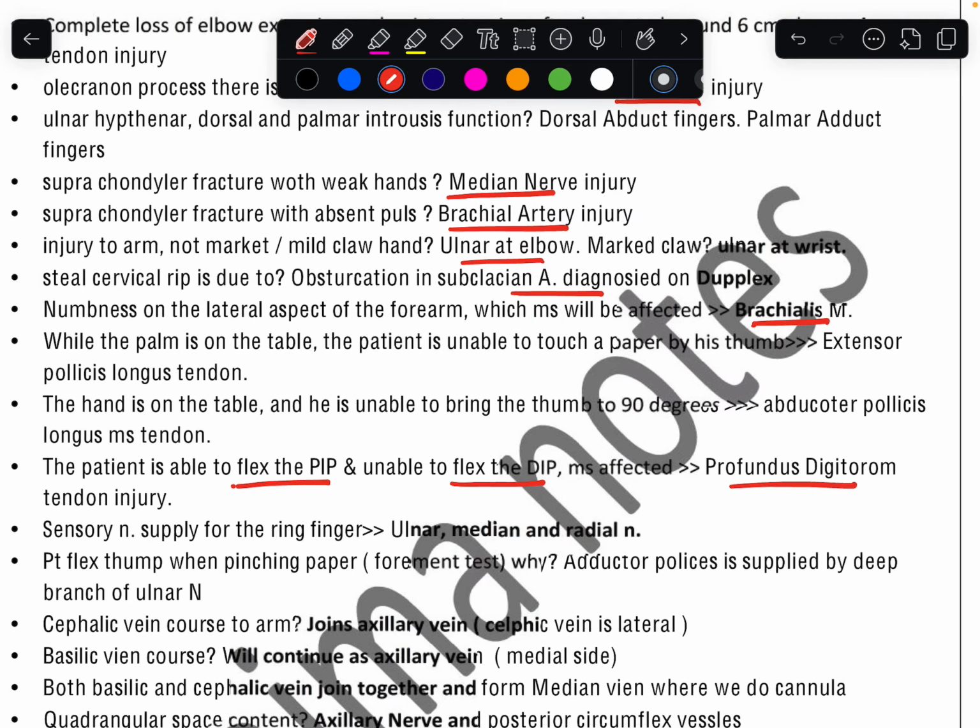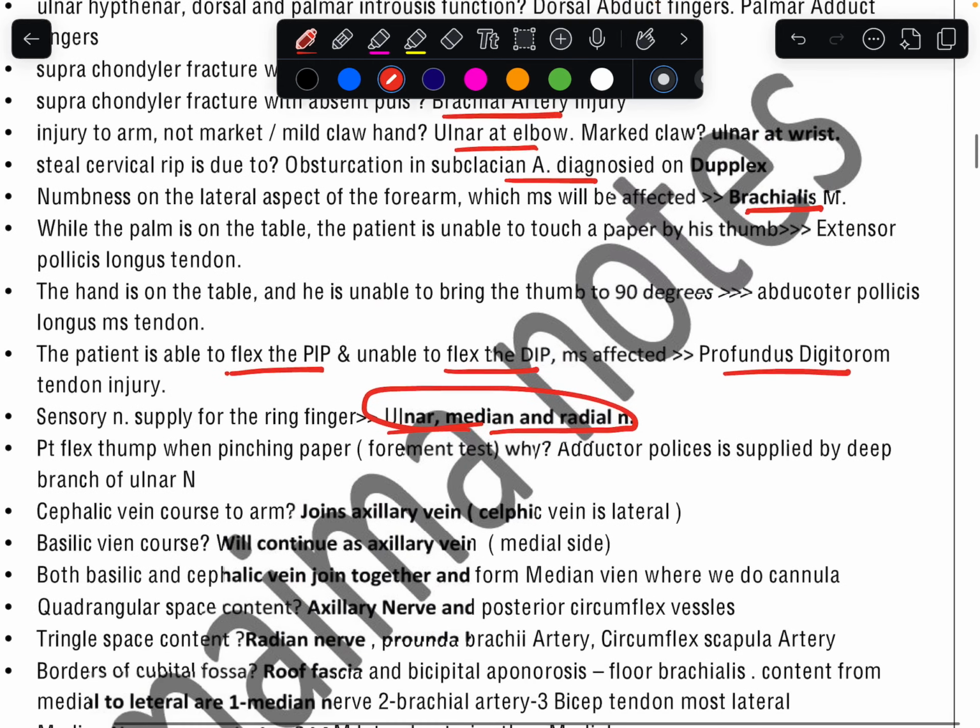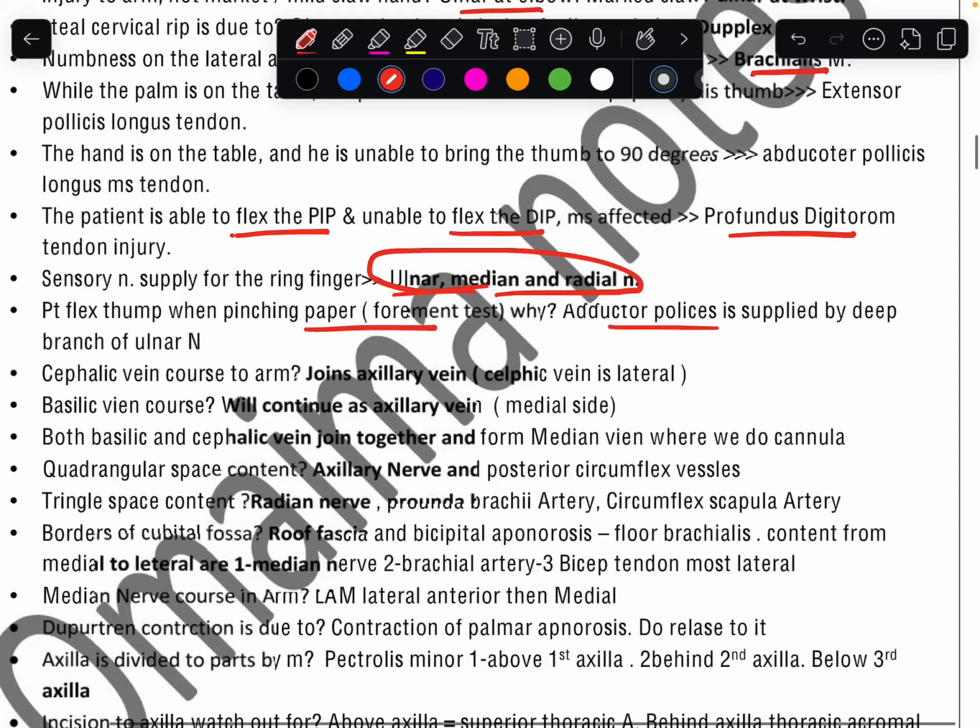Profunda digit sensory nerve supply for the ring finger, ulnar, medial. The ring finger has got all three. Patient flexes thumb when pinching paper: Froment's sign, adductor pollicis supplied by the deep ulnar nerve.